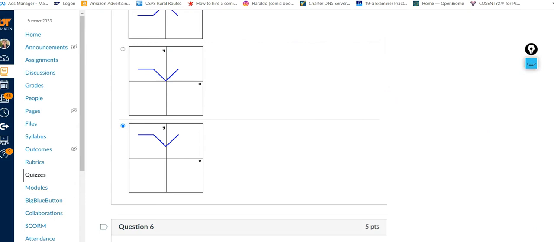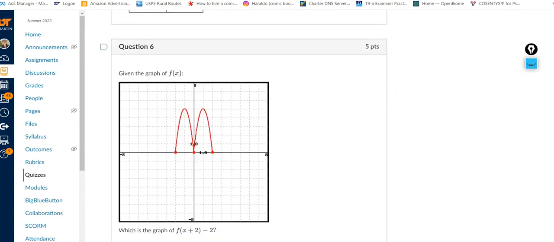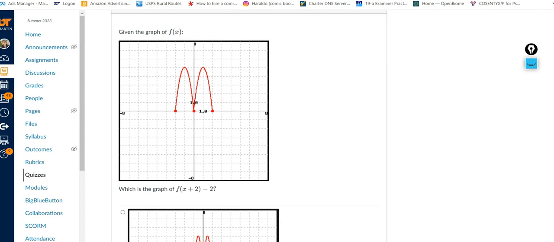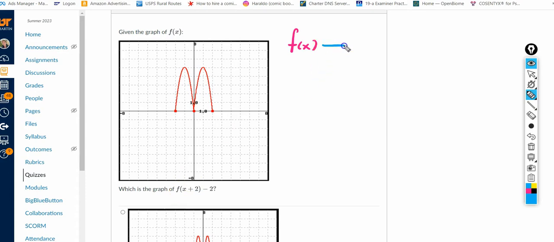Okay, let's go on to question 6. All right. Now we want f of x plus 2 minus 2. I'm going to start with the red one because the red is the original. And I want to get to f of x plus 2 minus 2. Now again, I'm going to do the horizontal shift first. You didn't have to. You could have done the vertical shift first. But it's going to have to be done in 2 steps.